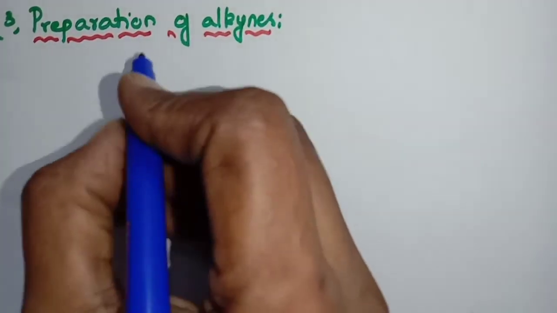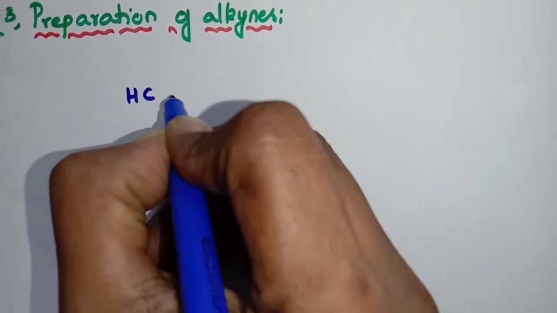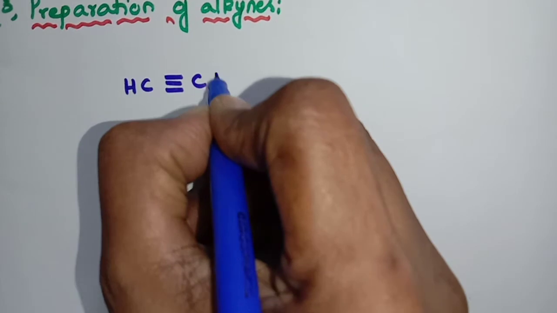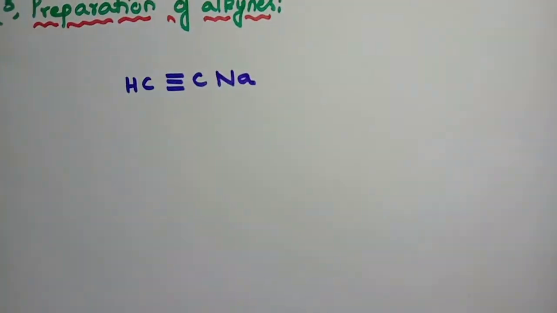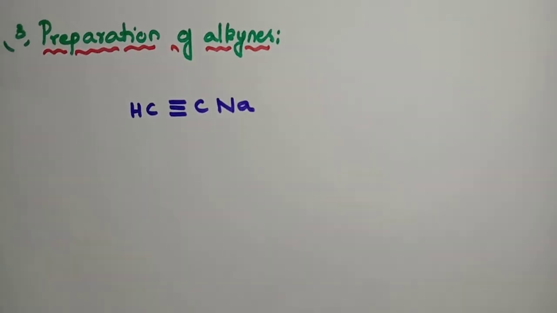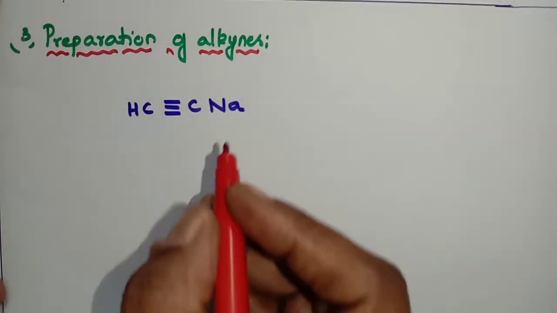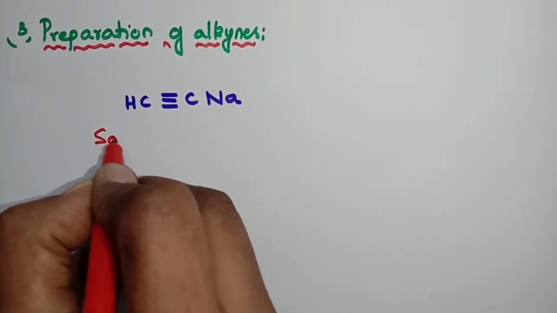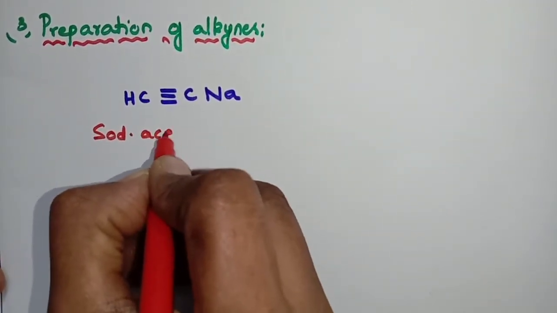Taking CH≡CNa. So what is it, students? If Na is not there and if hydrogen is there, what is it called? Acetylene. So one hydrogen is replaced by sodium. So this is called sodium acetylide.